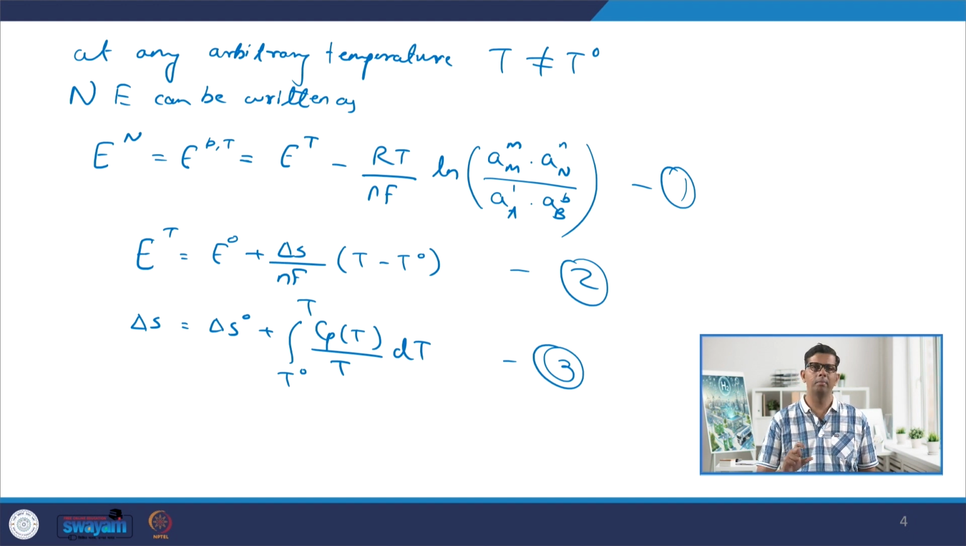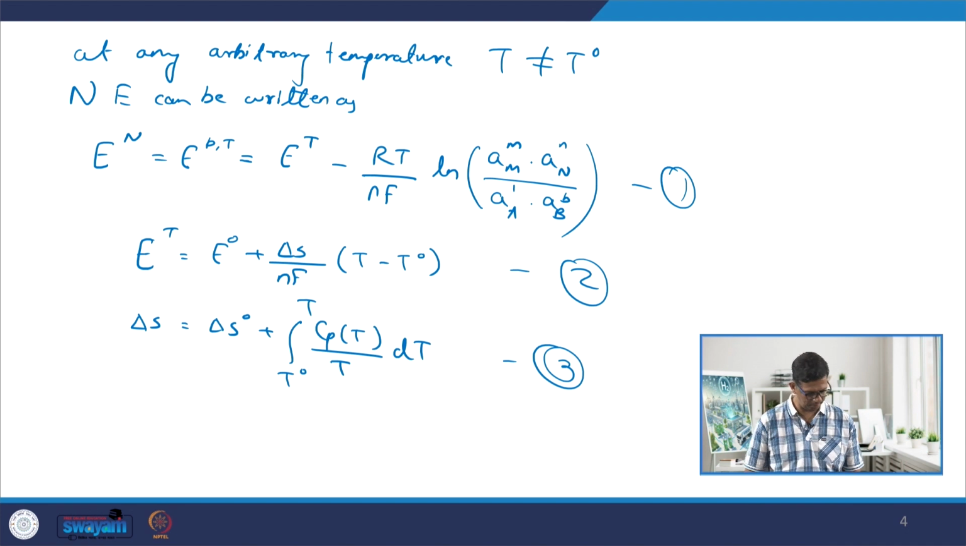What is the temperature at which the cell is operating? T stands for the operating temperature of the cell, whether it is a fuel cell or an electrolyzer, and this entropy stands for the entropy change at standard temperature and pressure conditions. This 0, as you can see, stands for STP, plus the integration of heat capacity over temperature for the given temperature range.